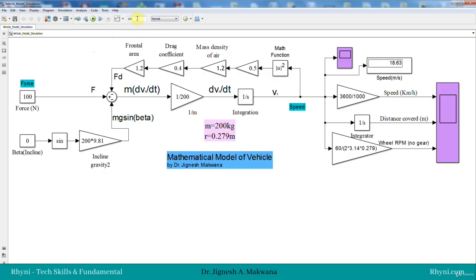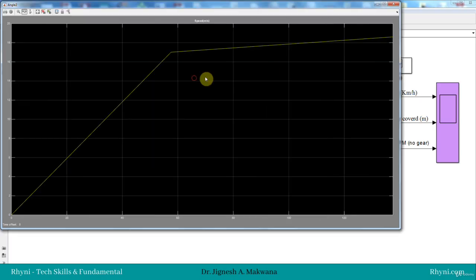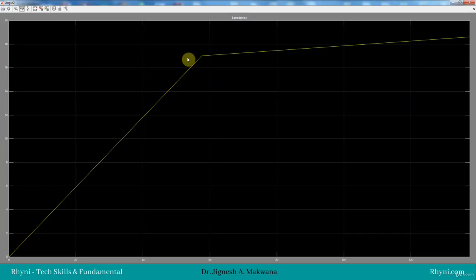Suppose I set 200 seconds and the applied force is 100 Newton. If I simulate, we will see this represents the speed in meter per second and the final speed. Let's check whether it is the steady state speed or not. To check this, we need to check the performance. You can see it is not showing the exponential plot and this is still increasing, it is not steady state speed, so we need to increase the time.